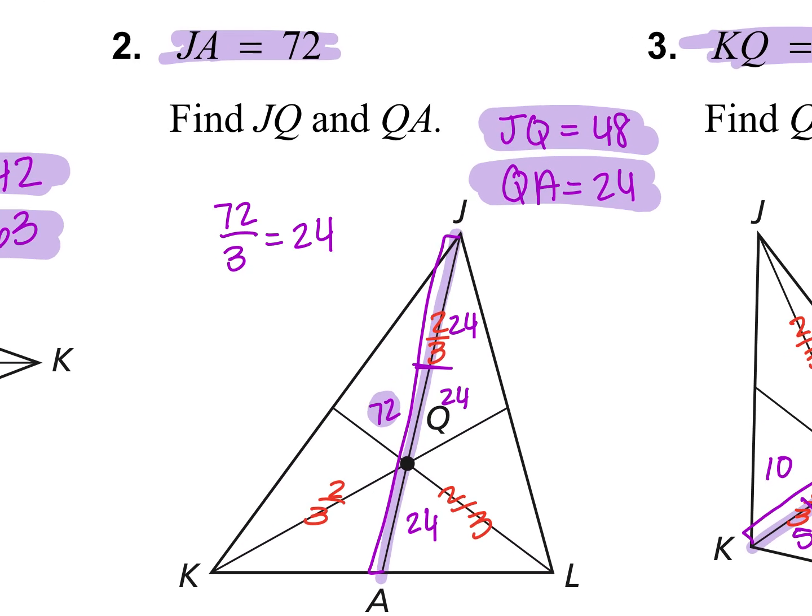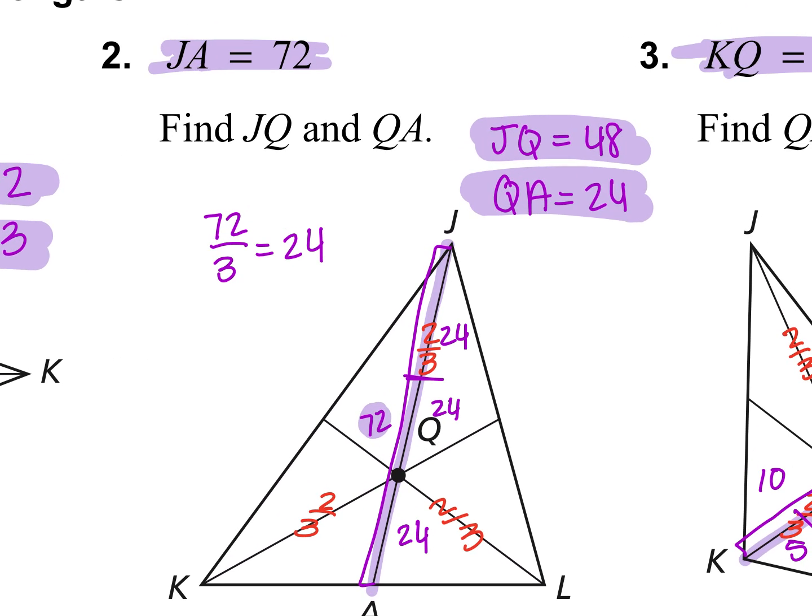Looking at number 2, they're giving you JA, the entire segment, which was 72. If you divide that segment by 3, then you should know that this piece of my segment, this 1/3, is going to be 24. We can say this 1/3 is also 24, and this 1/3 is also 24. Okay, they're all going to be 24. So QA is going to be 24, and QJ is going to be 48 because you're just adding it twice. So you have to remember what's 2/3.